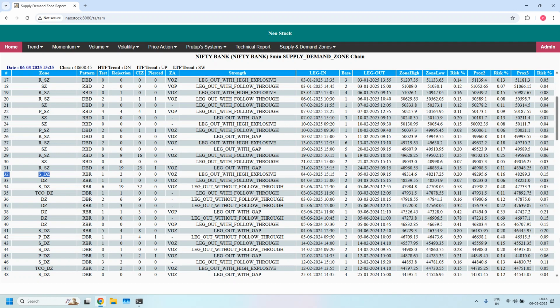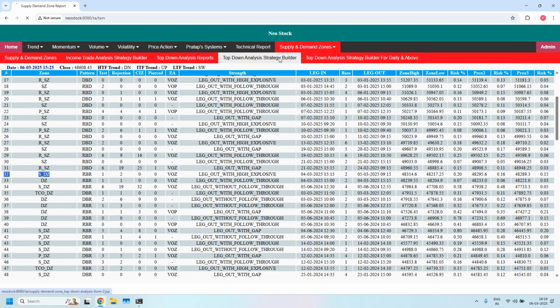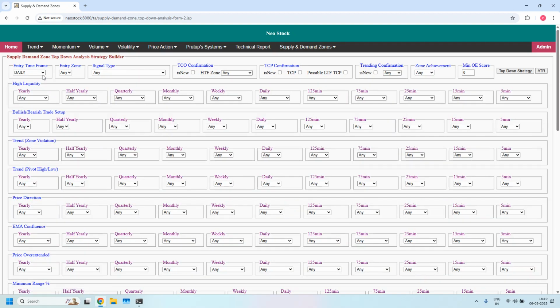Okay. So this is about Bank Nifty supply demand zone chain. So we have completed both Nifty and Bank Nifty supply demand zone chain reports. And the next reports are about bullish and bearish trade setups for monthly, weekly, daily and hourly income trades. So let me start with the bullish trade setup for monthly income trade.